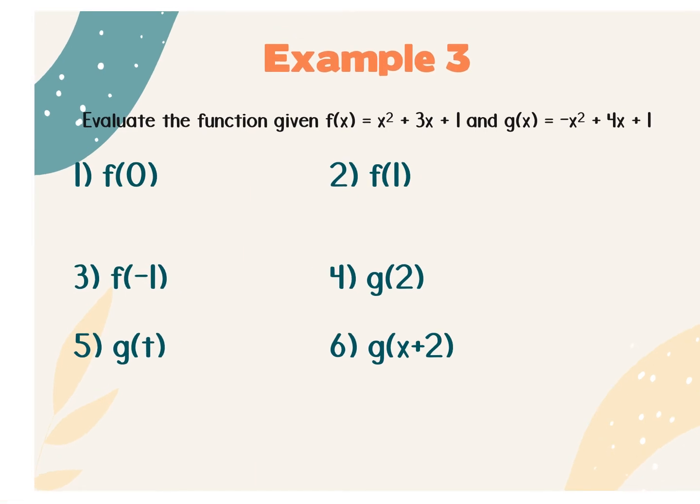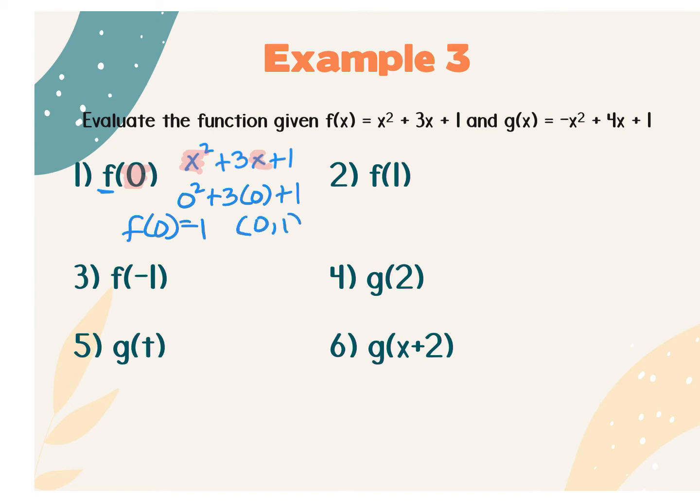Now, notice the letters. You need to pay attention because we've got two different functions here. We've got the f of x function and the g of x function. So whenever the letter in front here is f, I'm going to take my f of x function, which was x squared plus 3x plus 1. And every place that I see x, I'm going to replace that x with the number that's in parentheses, a 0. And then I'm going to simplify. So I plug in, and I get 0 squared plus 3 times 0 plus 1. The 0 squared and the 3 times 0 become 0, so this just becomes 1. So f of 0 is equal to 1. Written as an ordered pair, 0, 1.